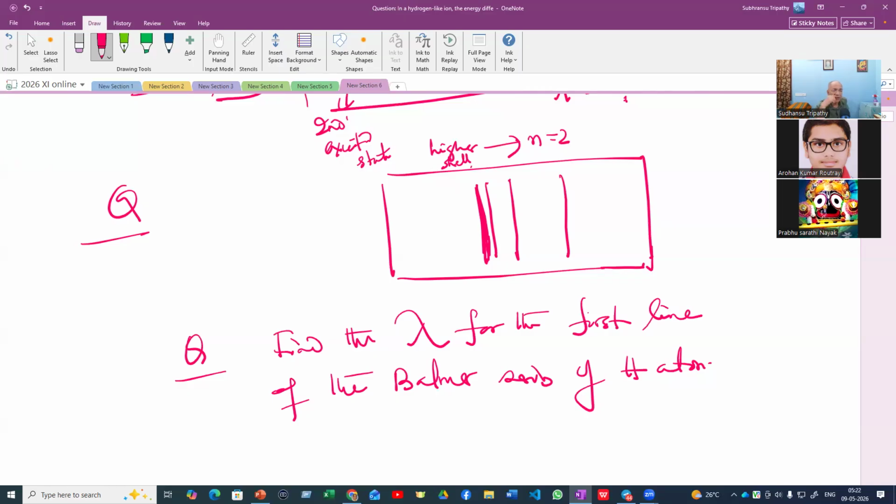Just like in the Lyman series, the first line was from 2 to 1. 1 is the destination. For every line in the Lyman series, the destination is the first shell, the ground state. But for every line in the Balmer series, the destination shell is the second shell. Although the second shell is not the ground state, it is the destination shell. So tell me, the first line of the Balmer series is due to the transition of an electron from which shell to which shell?